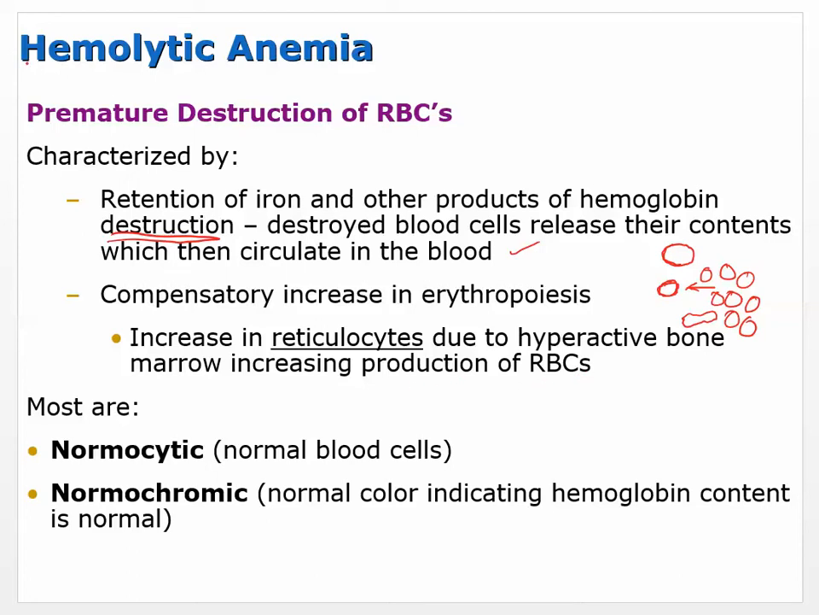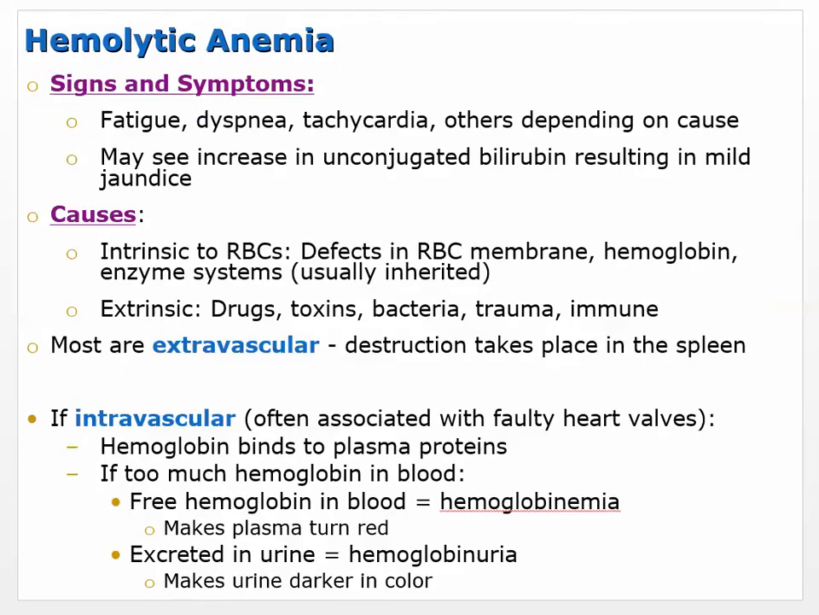In hemolytic anemia, there's really nothing wrong with the process of making blood cells. There's the compensation, it's trying to make more faster, but the red blood cells that are made, presumably, there's nothing wrong with them. So they're normocytic, which means they are the normal size. Normochromic, which means that they have the normal amount of hemoglobin. There's nothing wrong with the process of making them, in most cases of hemolytic anemia.